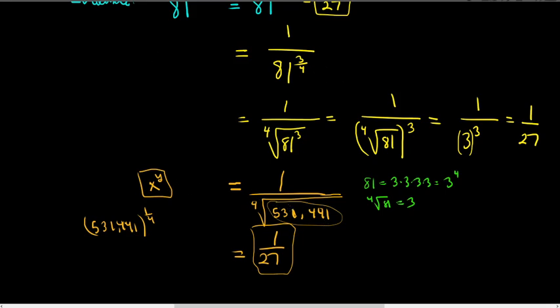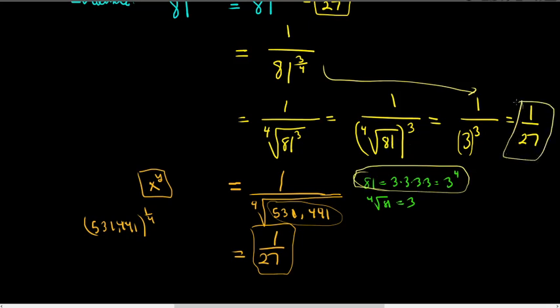Whereas by doing it this way here, at no point did I need a calculator, right? I know what 3 times 3 times 3 is. I know what the fourth root of 81 is. Well, I had to think about that a little bit, but it's just 3. And then 3 cubed is 27. So either way, you get the same answer, right? Personally, I think this way is easier, but it's doable either way.